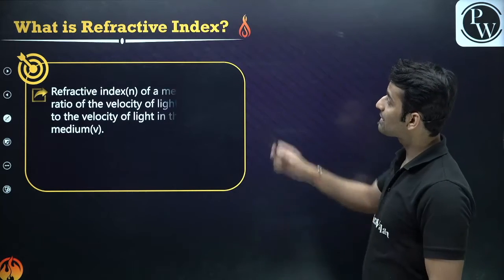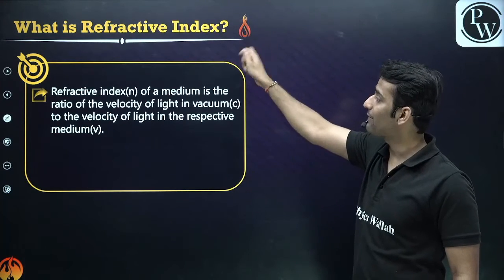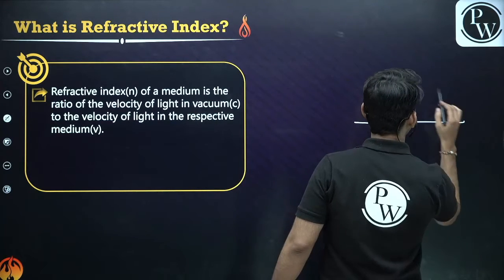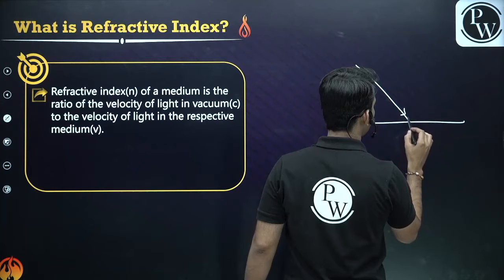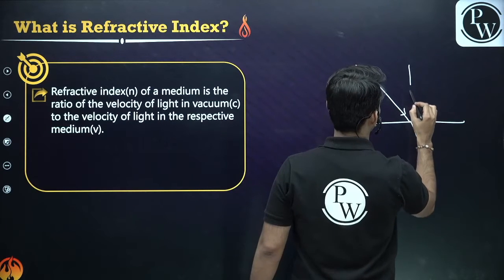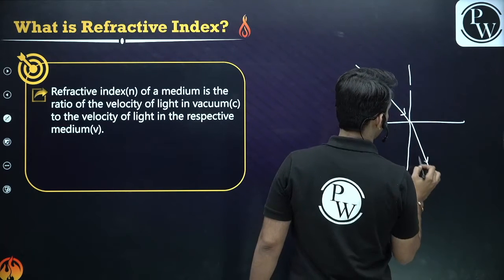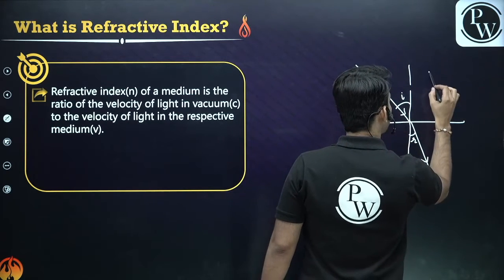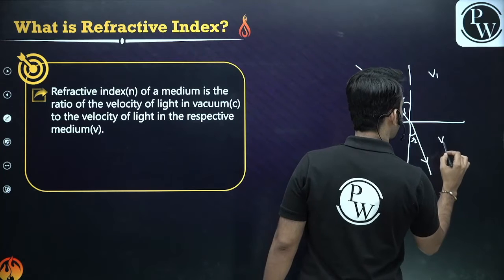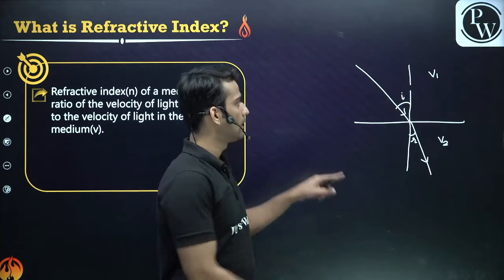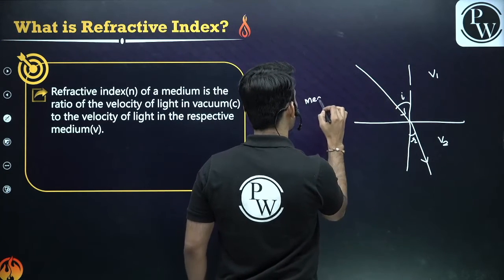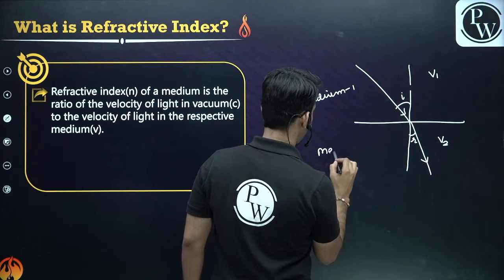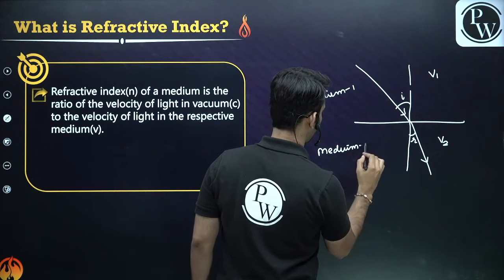So guys, the answer to this question is refractive index. What is refractive index? Basically, when light goes from one medium to another, this is the angle of incidence, this is the angle of refraction. The speed of light in this medium is v2, here it is v1. Let's say this is medium 1 and this is medium 2.